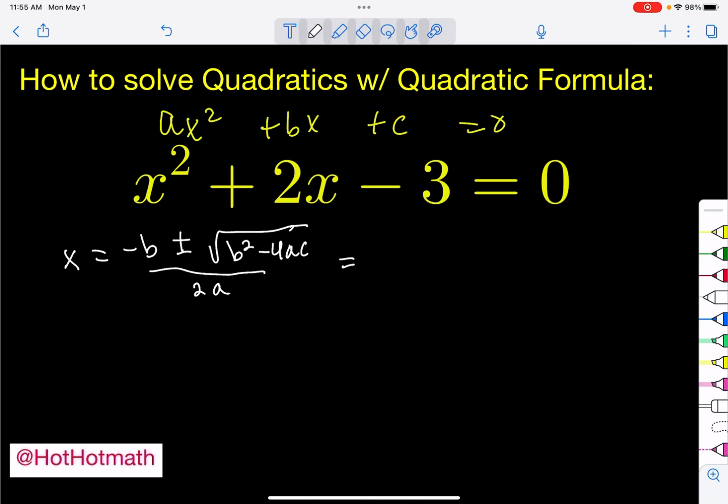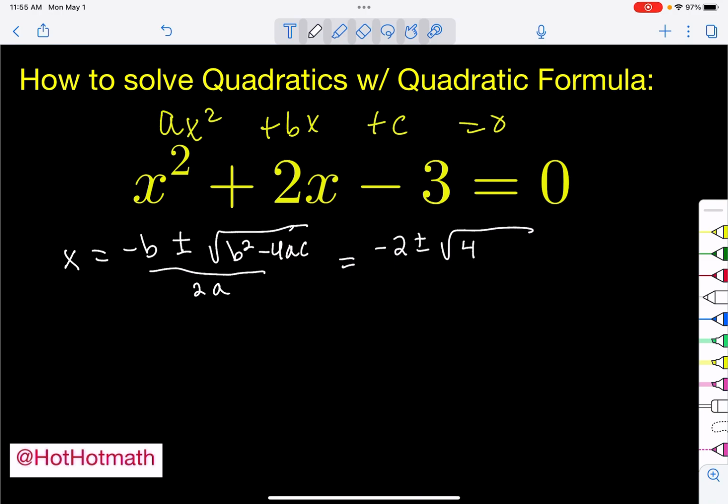Now, when I put them into the equation, I try to do it in a very methodical way every single time. So when I see negative b, I think of it as the opposite of b. So I write the opposite of b. When they say to do b squared, I actually will do that in my head most times. So b squared is 2 squared, which is 4.